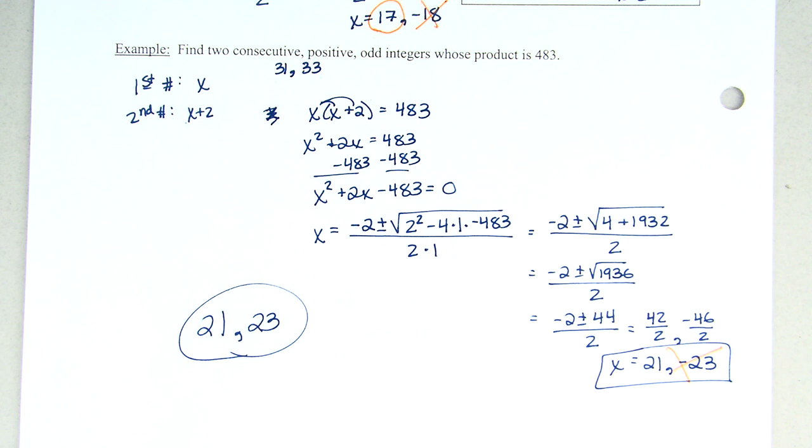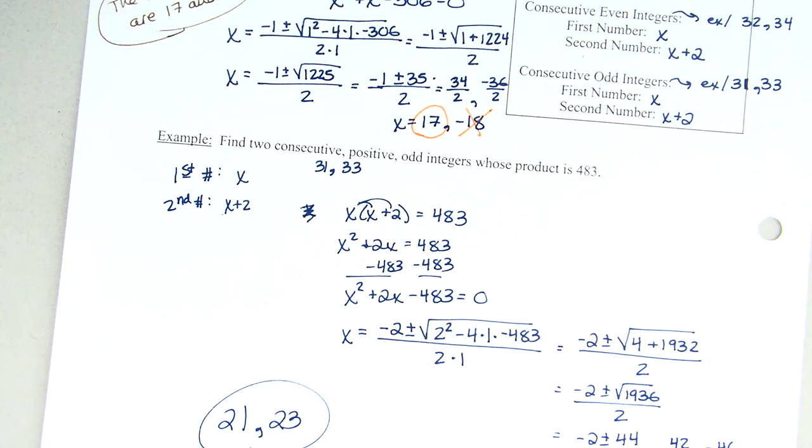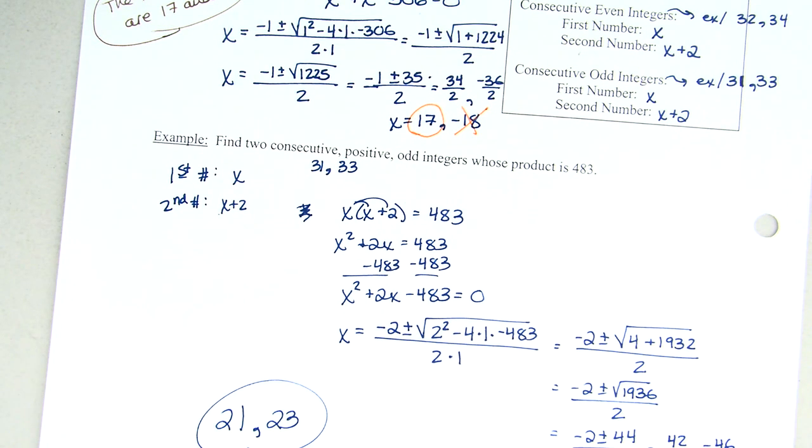There's one more number problem example in the packet, but I think we're going to skip over that. The ones you're going to see in the homework, in the review packet, and on the test will be like either the first one with consecutive integers, or the second one with consecutive odd or even integers.